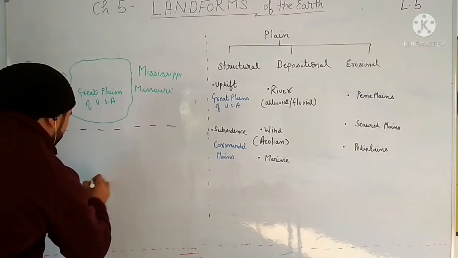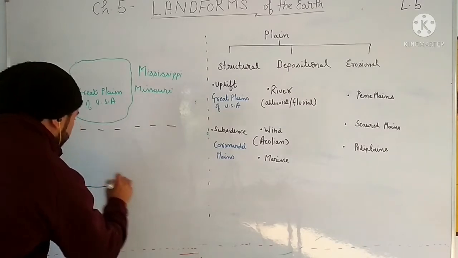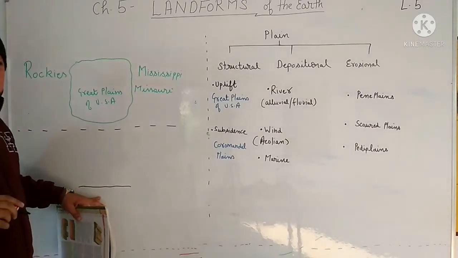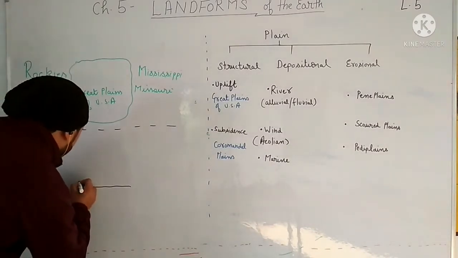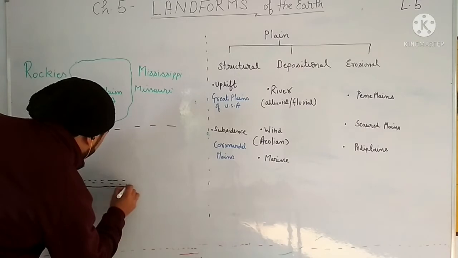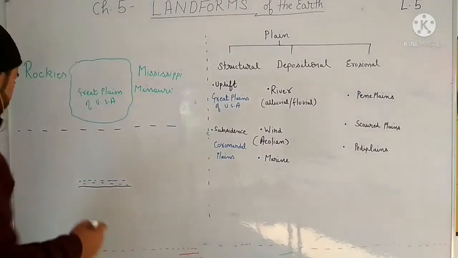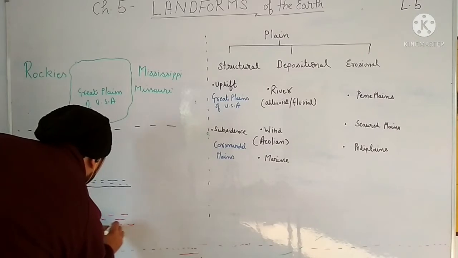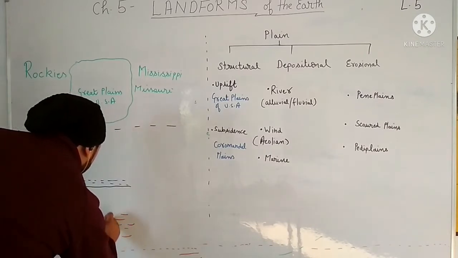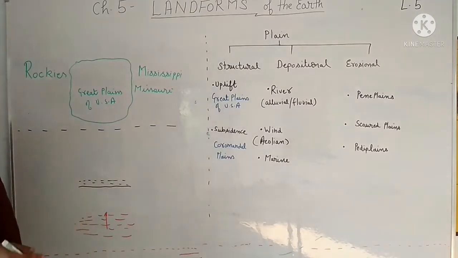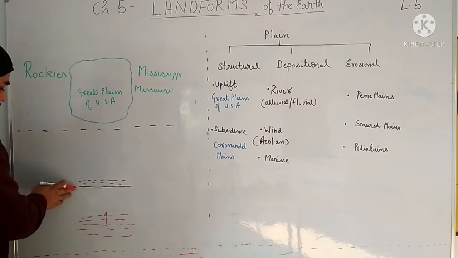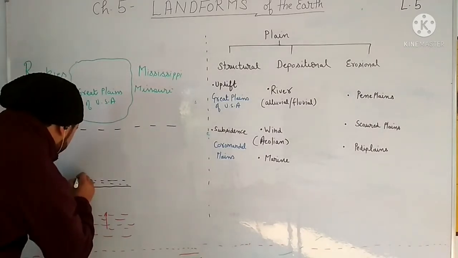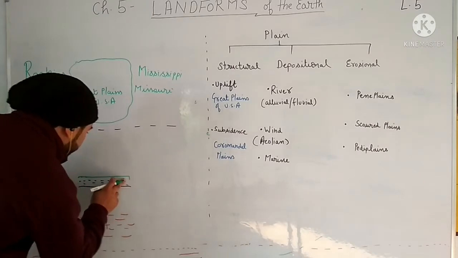Suppose this is the coast, or land which is submerged in water in this manner. And if the forces are applied from the earth, suppose this is the mantle, and the pressure is applied, because of epeirogenic forces or vertical forces, this land is getting elevated upward in this manner. Suppose it was flat like this, and now it has been raised like this.